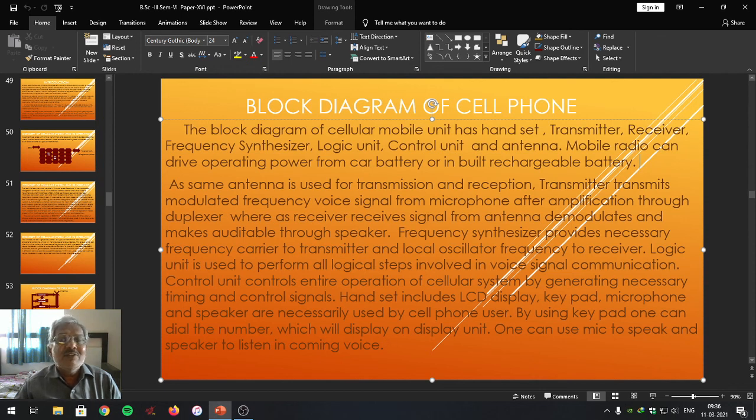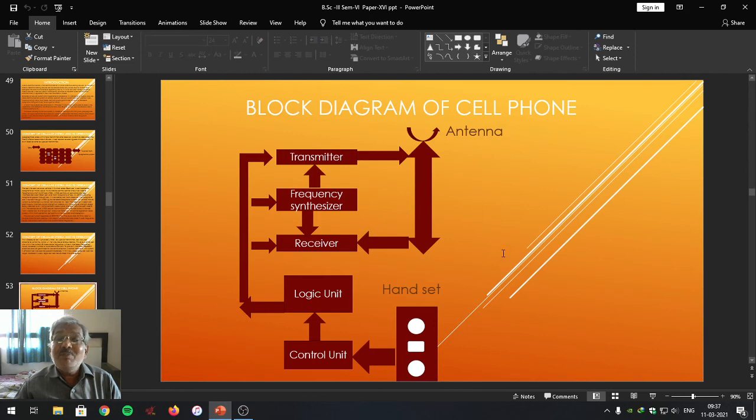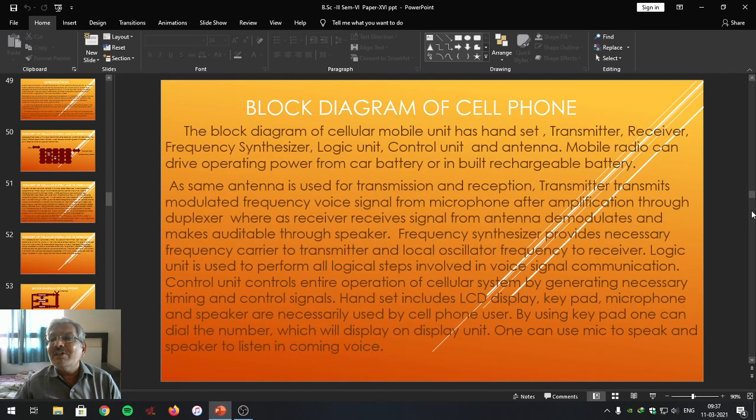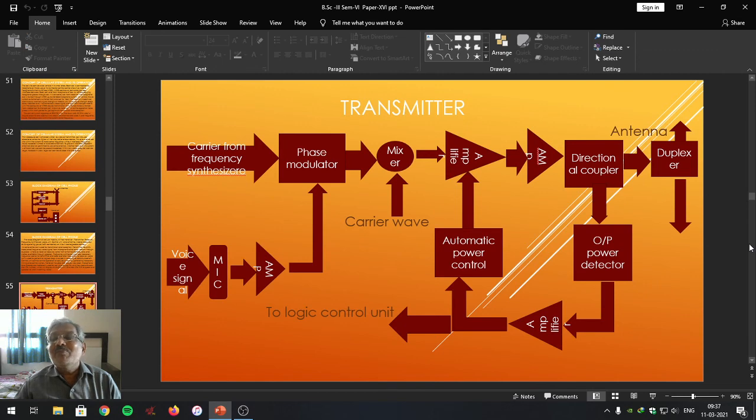Dear students, from the next period onward, we are going to study details of transmitter, details of frequency synthesizer, details of receiver, details of logic unit, and details of even control unit. All these units are discussed individually in forthcoming periods.